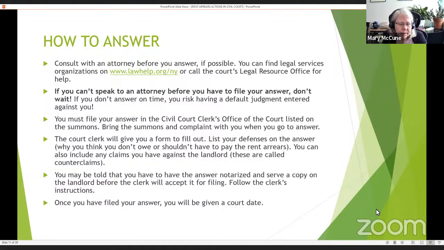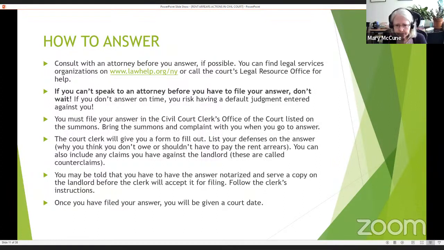The summons will say the location of the court. So that's how you know where to go to file your answer. In New York County, which is where I practice, it's on the first floor in room 118, but every borough has its own particular location. So you'll have to check the summons to find out. And if it's not clear when you get to court, you can ask a court officer and they'll direct you to the right place.